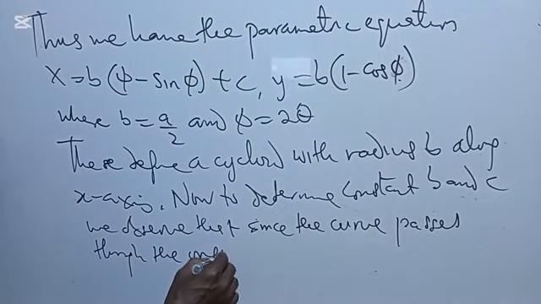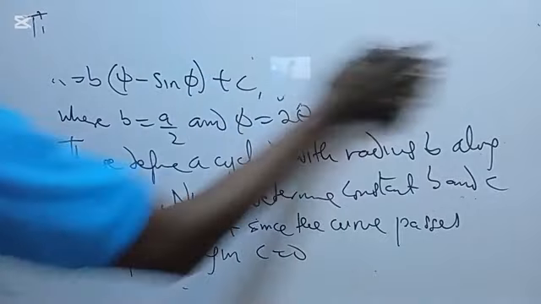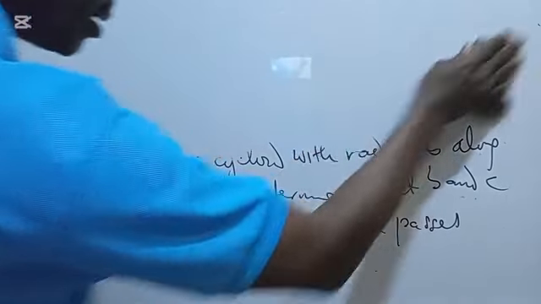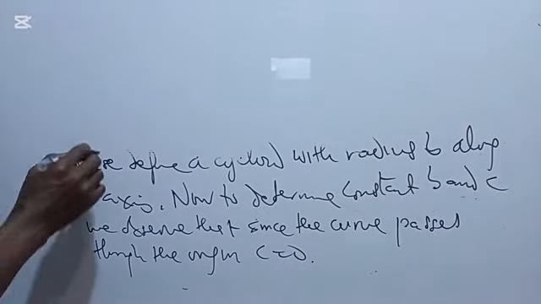Since the curve passes through the origin, c is equal to 0. Yes, that is the truth. Now, c is equal to 0 because there is no y or x intercept there. Once the curve passes through the origin, it doesn't have an intercept. So c is equal to 0.